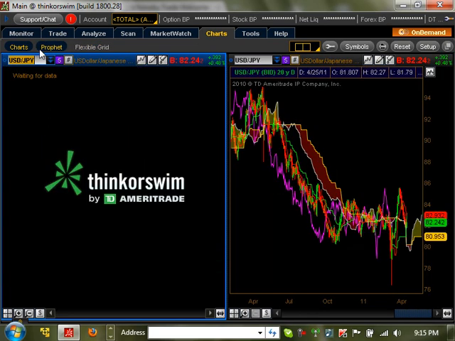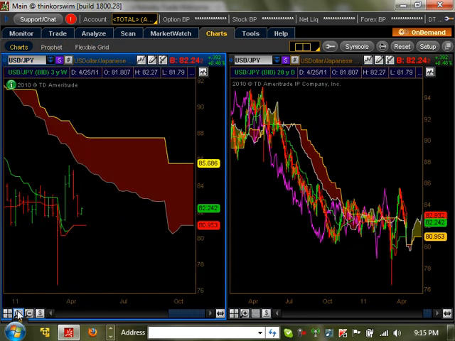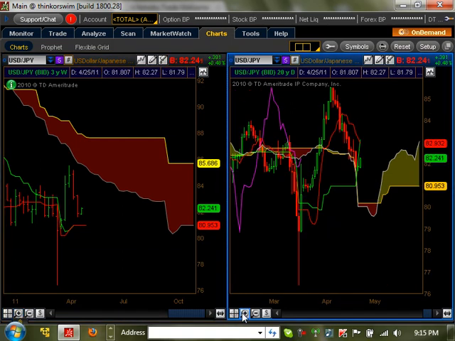US yen. If you look at US yen here, look at the daily. There's conflict all over the place here. The Tenkan and Kijun are now crossing, so this bullish nature is kind of getting a little destroyed as far as the daily is concerned.